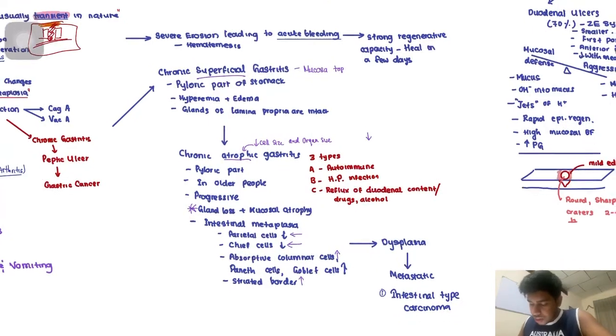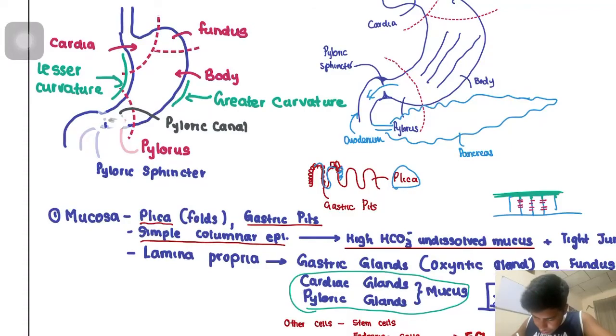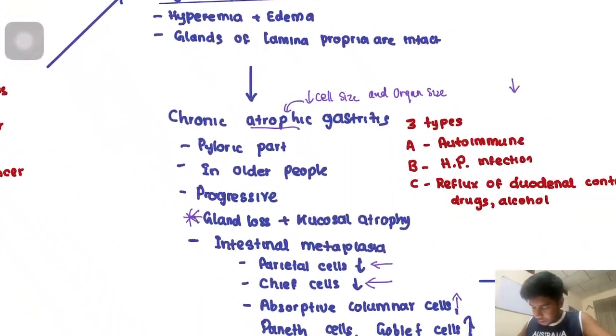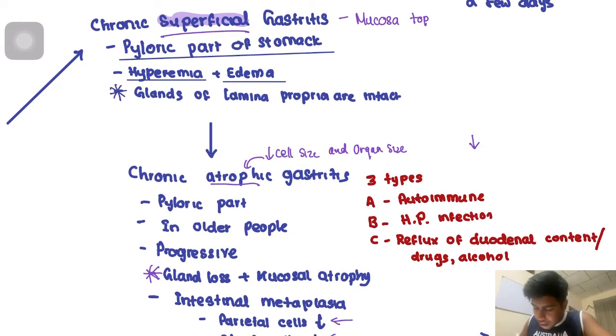Okay, so what are the pathogenesis types of chronic gastritis? First, we have the superficial type. Chronic superficial gastritis usually involves the pyloric part, this region. You get hyperemia. What is that? Increased blood volume in that region plus edema. And this is very important. This is how you differentiate between the two: glands of lamina propria are intact. So the first type is the superficial type.